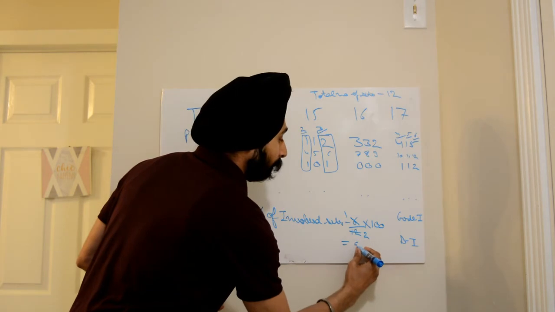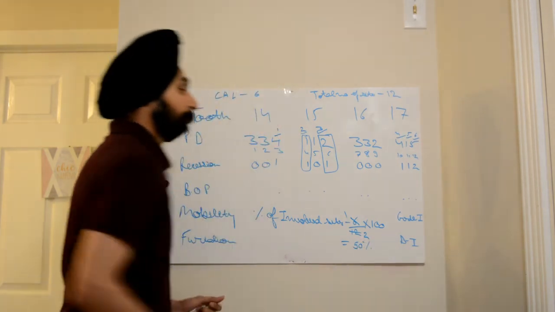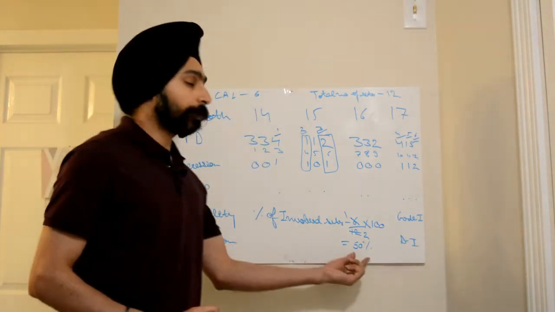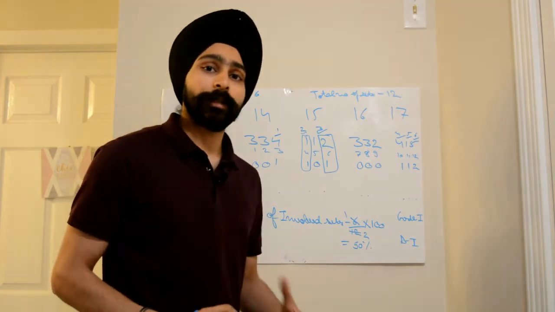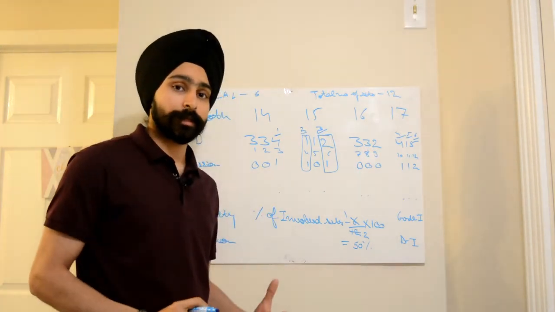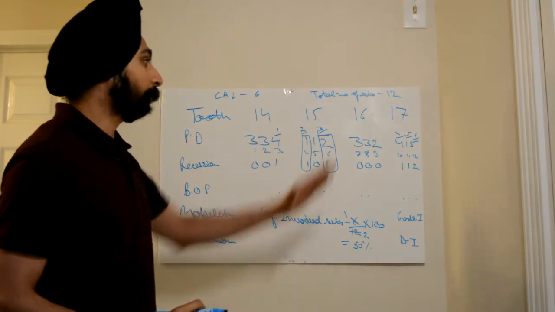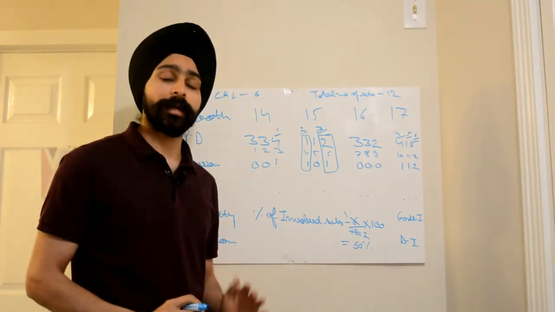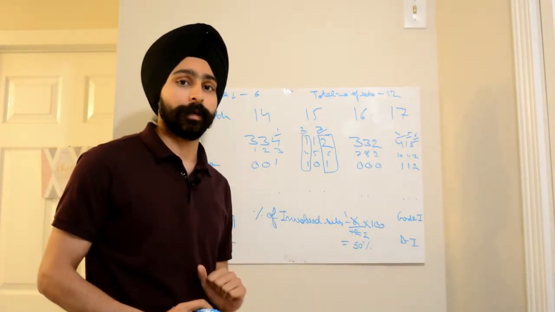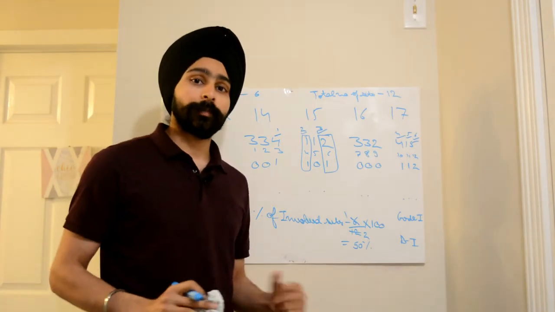This comes out to be 50%. As we know, anything more than 30% becomes generalized. So friends, this perio chart represents generalized chronic periodontitis. Let's draw another perio chart.